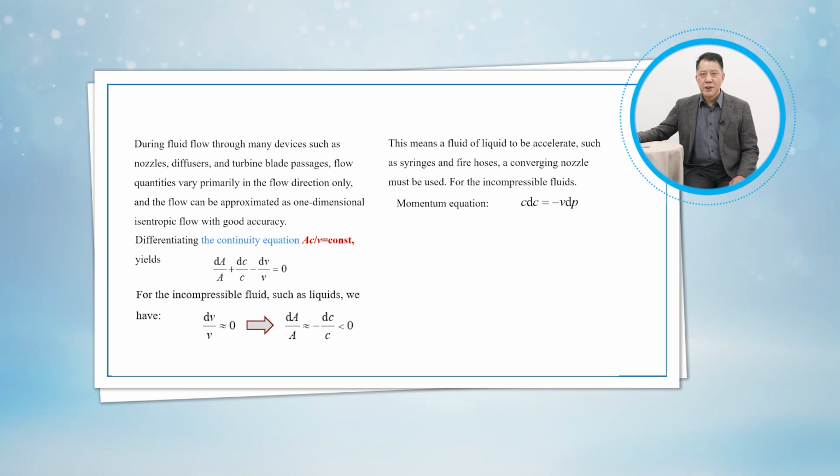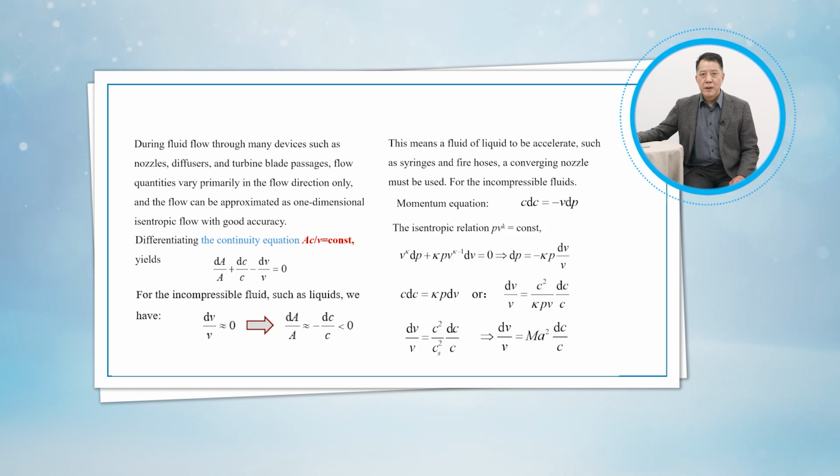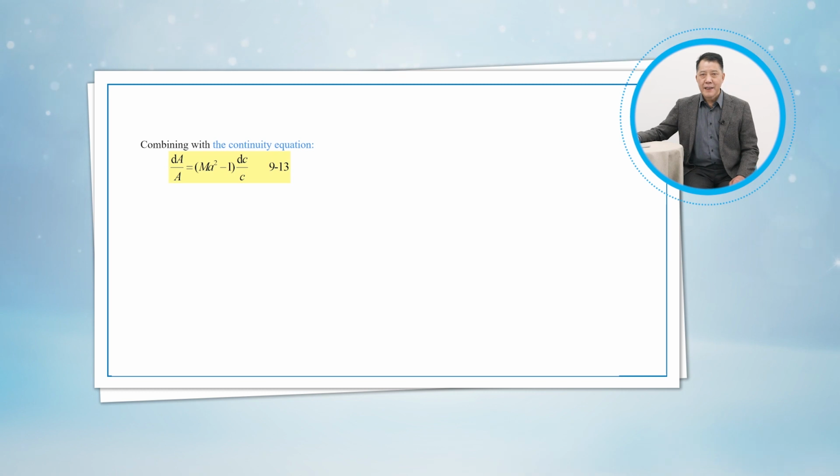From the momentum equation, we have this expression. Differentiating the isentropic relation and rearranging, we can obtain. This implies variations of the specific volume and the velocity have the same trends. Combining these relations with the continuity equation, we have. This is equation 913.